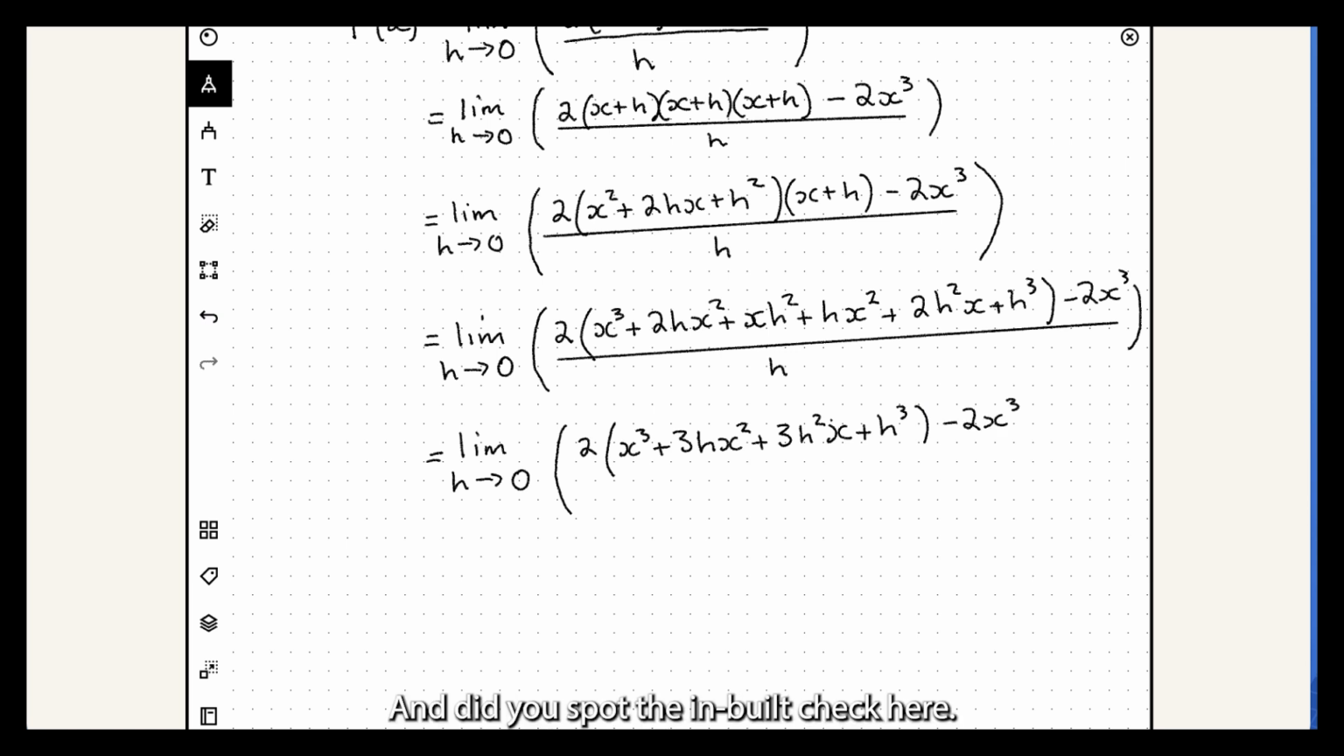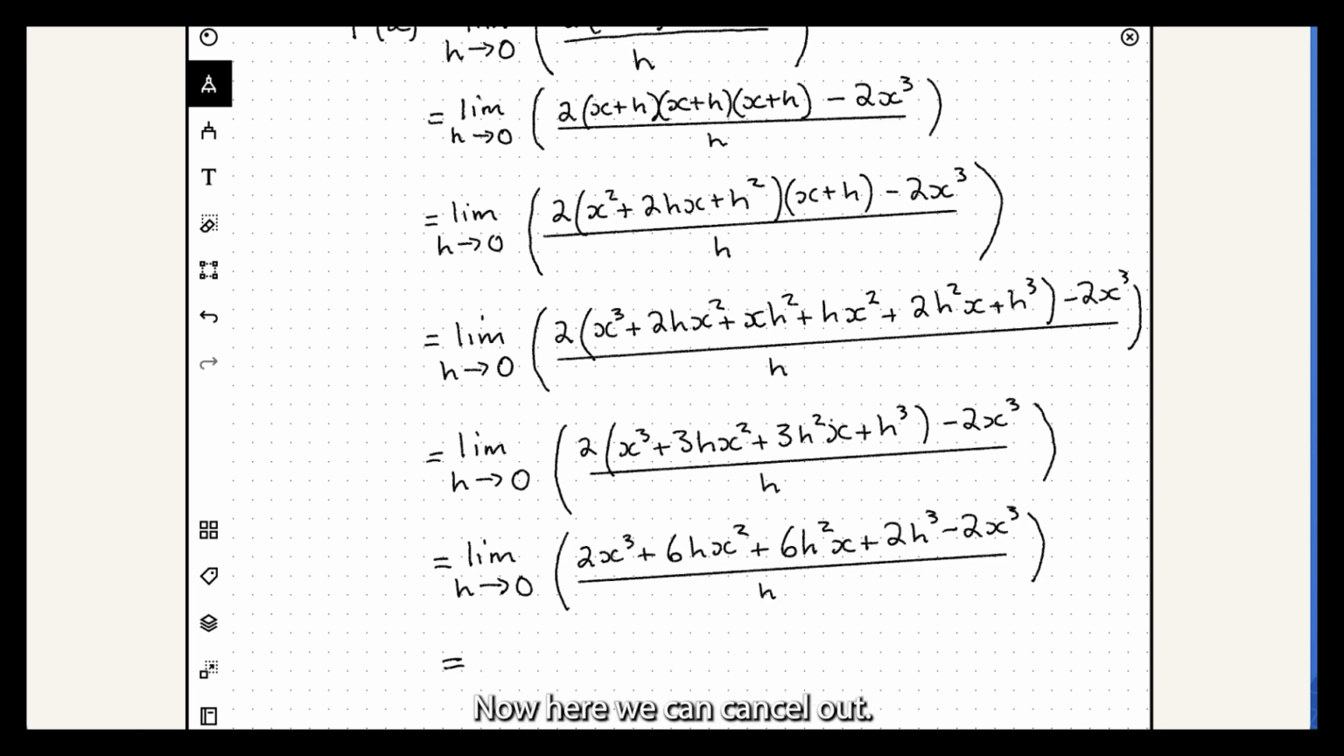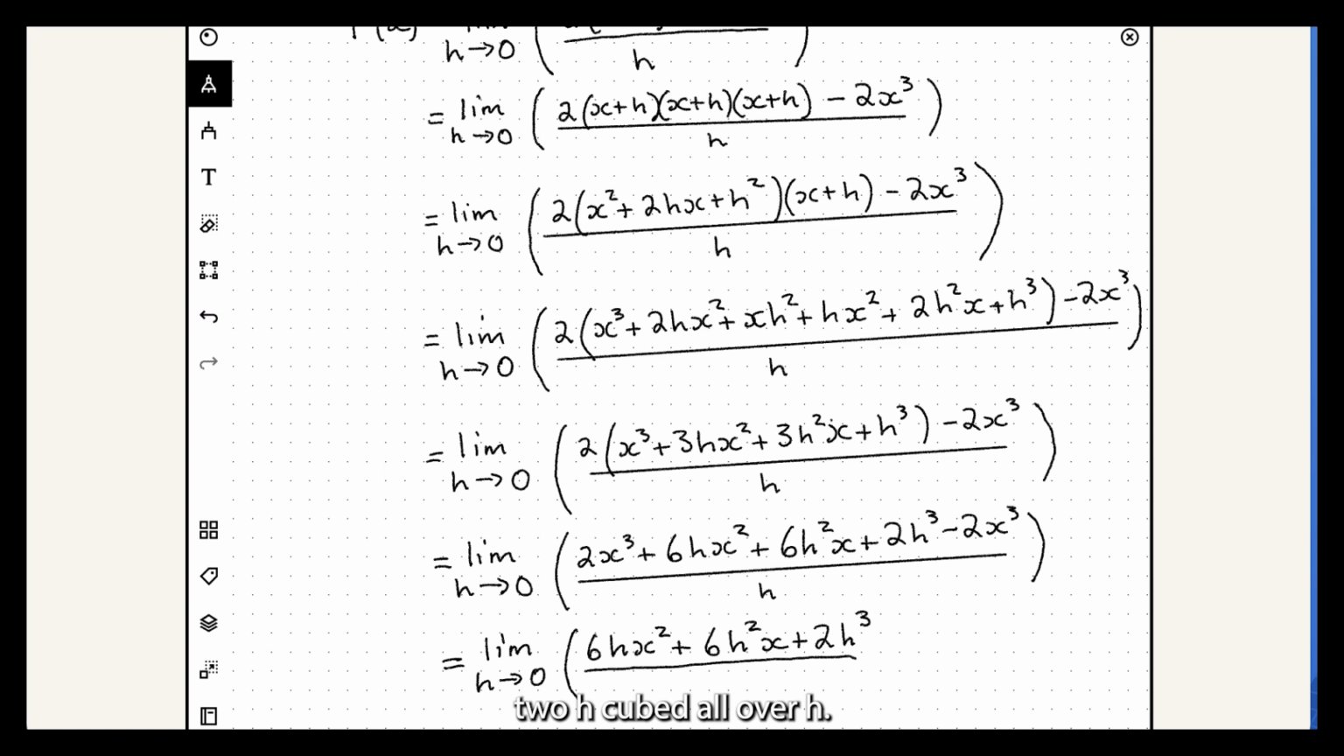And did you spot the inbuilt check here? The work on Pascal's triangle and the binomial theorem would say that our coefficients here should be 1, 3, 3, 1, and we have that. So continuing, now here we can cancel out. We've got 2x cubed, take away 2x cubed, and so our limit as h tends to 0 of 6hx squared plus 6h squared x plus 2h cubed all over h.